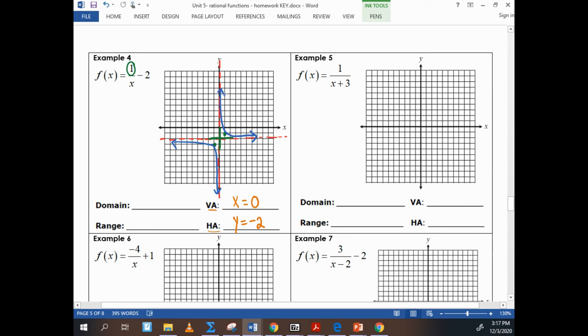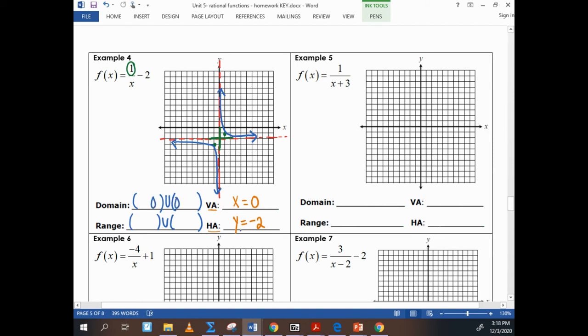Now, the domain and the range really are not too bad. As long as you can get your vertical asymptotes, let me just show you what they are. Remember, there's always going to be two domains, 2 ranges right here. So whatever your asymptote is at, that's the value that x never gets to, or y never gets to. So those are going to go here in the middle.